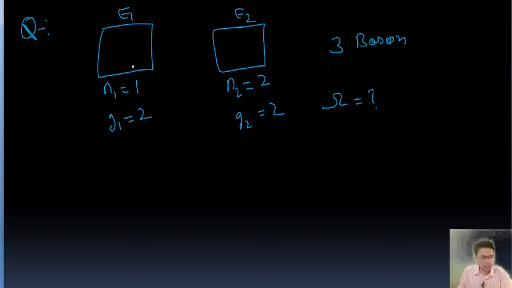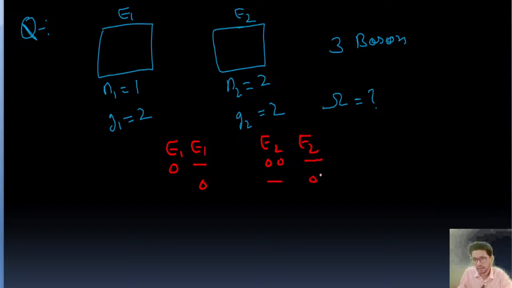So first I'm going to solve it manually, and then I will use the formula. We have E1 and E2. E1 has degeneracy 2 and E2 has degeneracy 2. We have three bosons. How are we going to arrange them? One is here and one is here, and in this energy level there should be two particles. So two are here and 0 is here, so the total number of particles is 3. The second possibility is this one here, and then these two here.